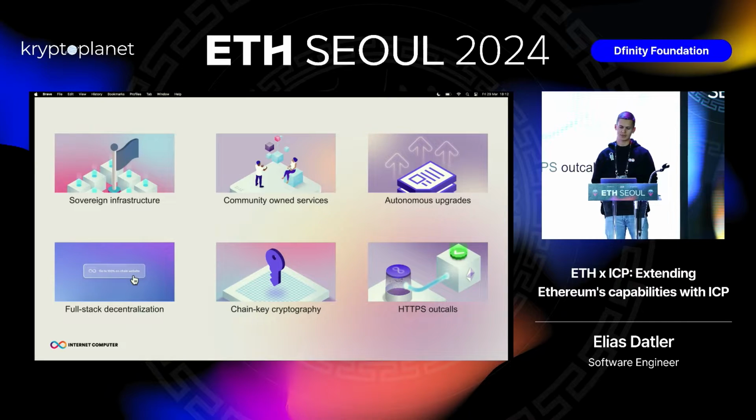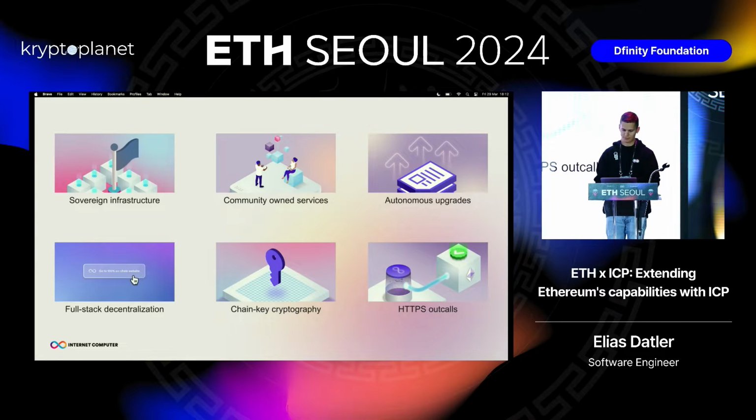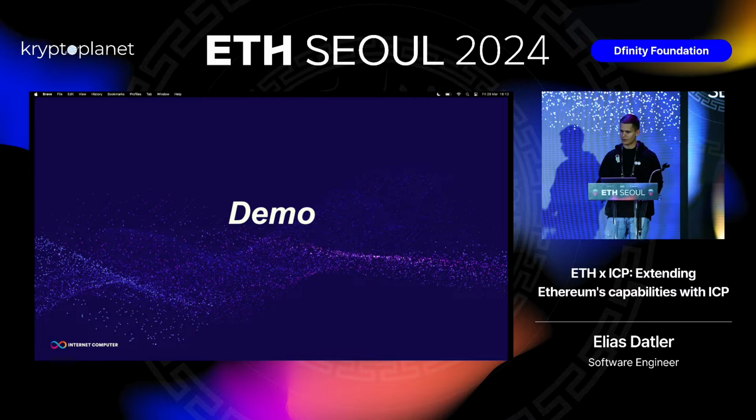And if you combine this with the capability to make HTTPS outcalls, this allows you to call normal websites from Web 2, get the data, and process it in your smart contract. So this is really phenomenal. Now, I would like to give you a quick demo and show you some dApps that have been developed on the internet computer.